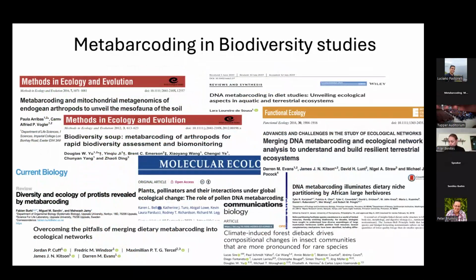So DNA metabarcoding, as we've seen through this whole meeting, has shown how useful it is in biodiversity studies, not only to build biodiversity inventories and monitor biodiversity in time, but also in ecology studies.